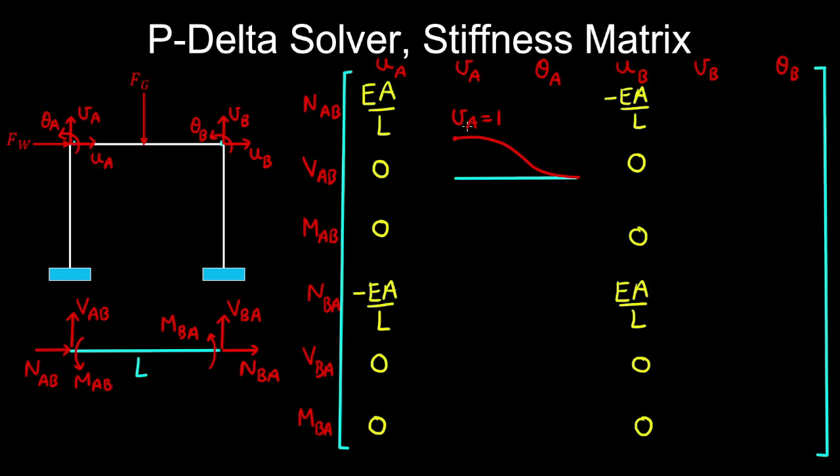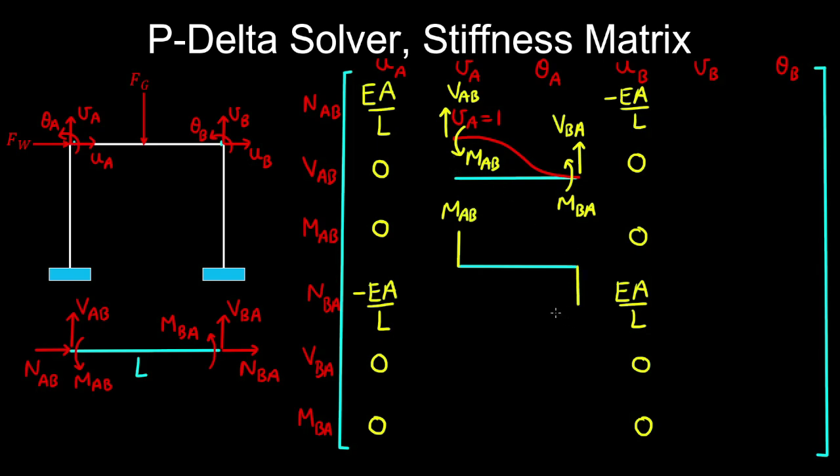And the forces that develop in this beam are the shear force at A and a shear force at B and a bending moment at A and a bending moment at B. So by symmetry, our bending moment diagram looks something like this. So that's equal to M_AB at node A and M_BA at node B. Noting that by symmetry, M_BA is equal to M_AB.